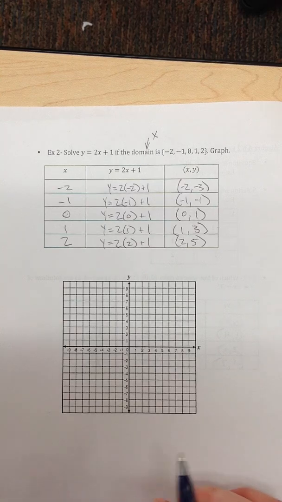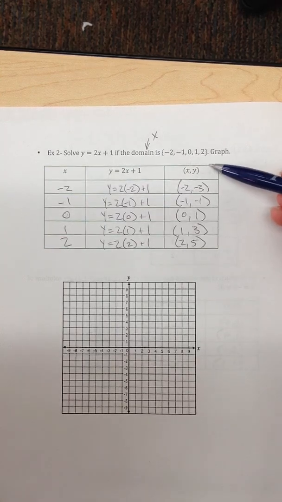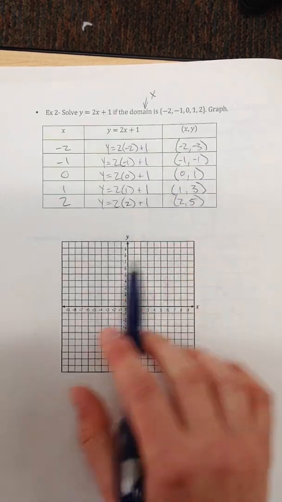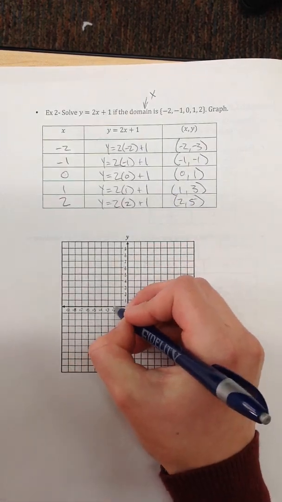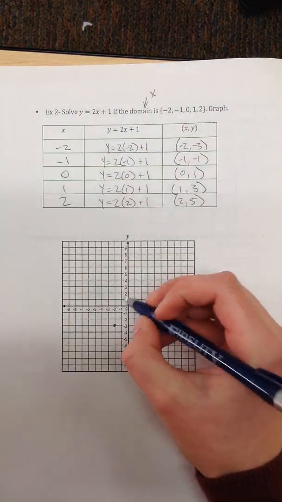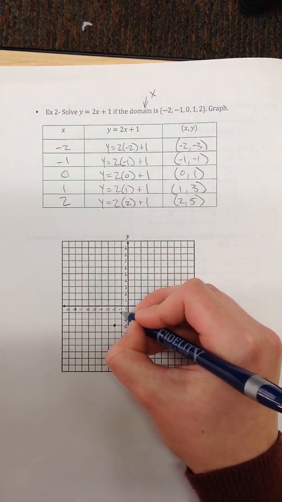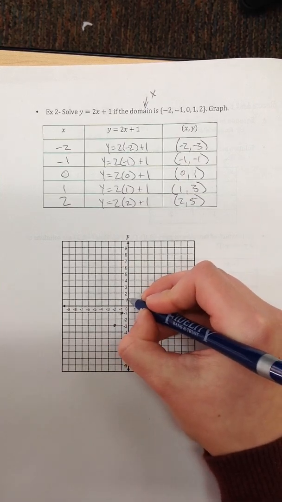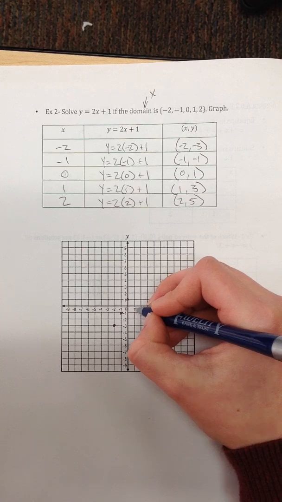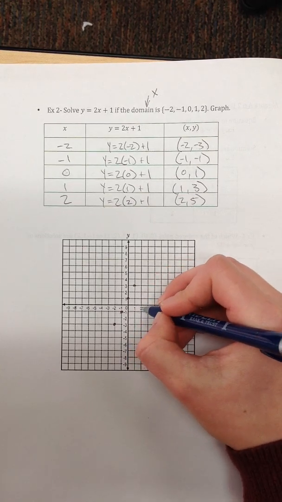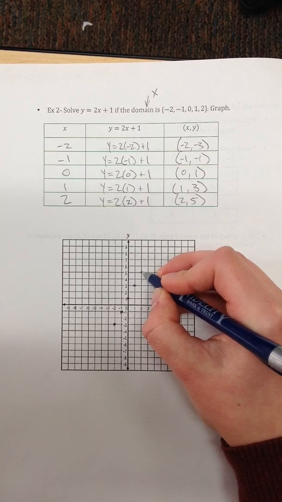Okay, so then what I do is I take and graph those points. So I've got those points listed out there, and I can just graph them. So like negative 2, negative 3, I would go left 2 and down 3. Negative 1, negative 1, I would go left 1 and down 1. 0, 1, I would go over 0 and up 1. 1, 3, right 1, up 3. And 2, 5, right 2, up 5.